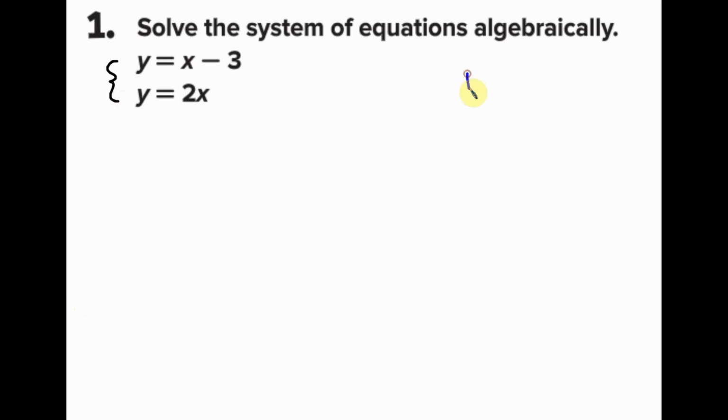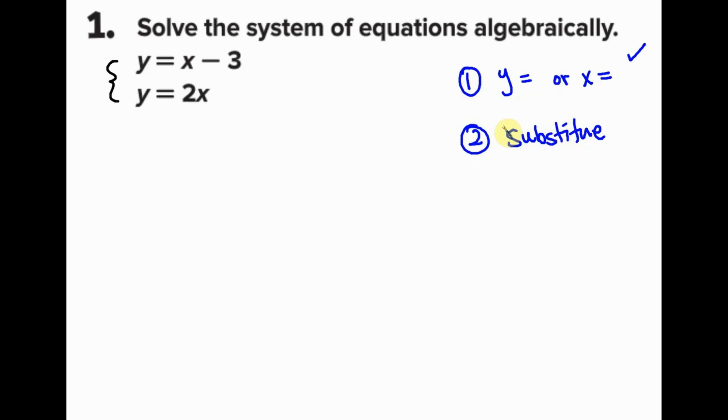In order to use the substitution method, at least one equation has to be y equals or x is equal to. In this case, both of the equations start with y is equal to, so this one should be done already. And then you're going to substitute one equation into the other.